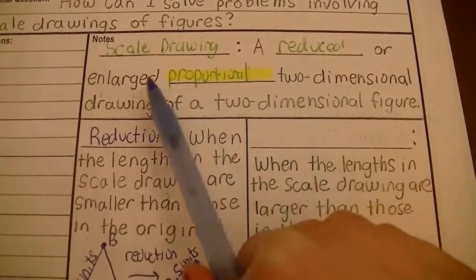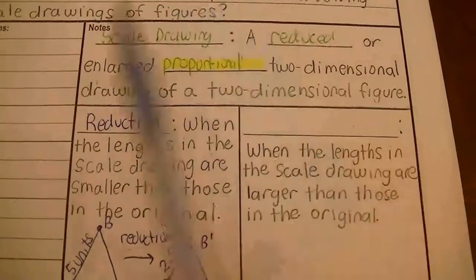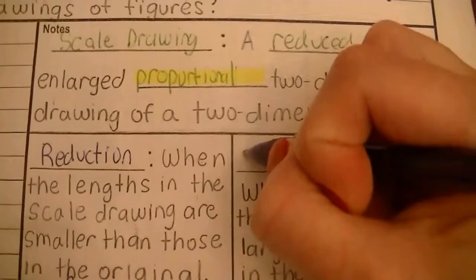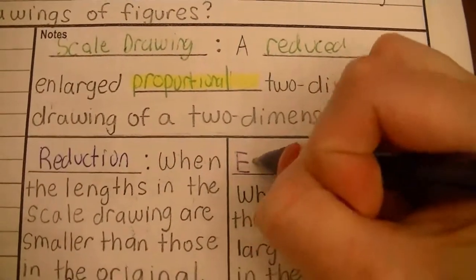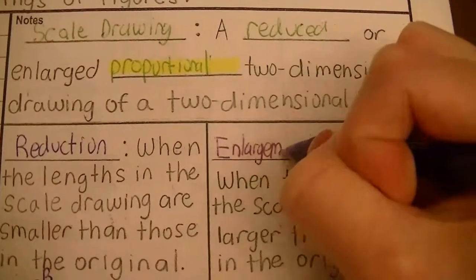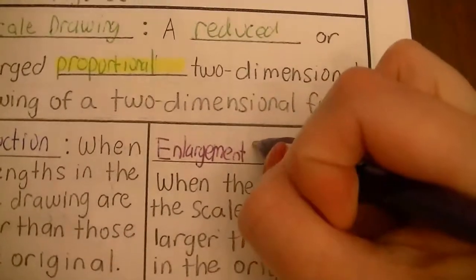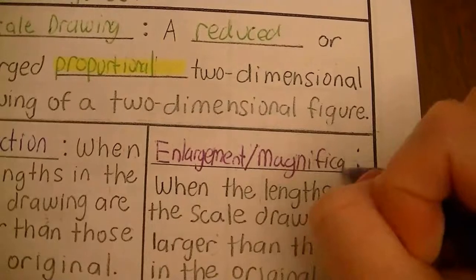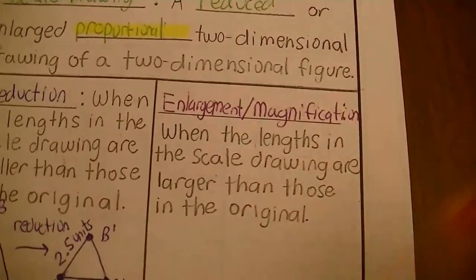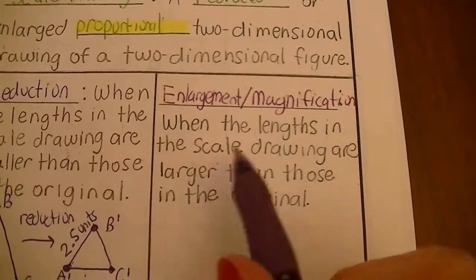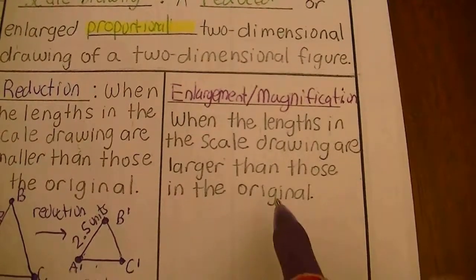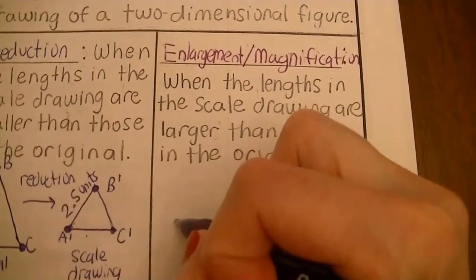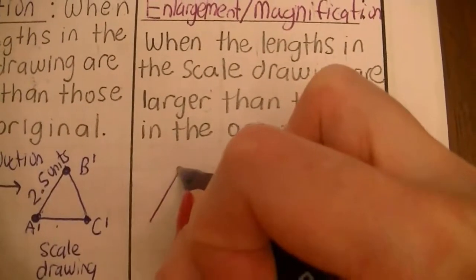The other part of scale drawings are when they get bigger, so an enlargement would occur. And the word that means enlargement is enlargement. So it gets bigger. Or I've also seen it called a magnification. Okay? And an enlargement and a magnification, that's when the lengths in the scale drawing are larger than those in the original. So now let's pretend my original, I'm just going to copy this one.